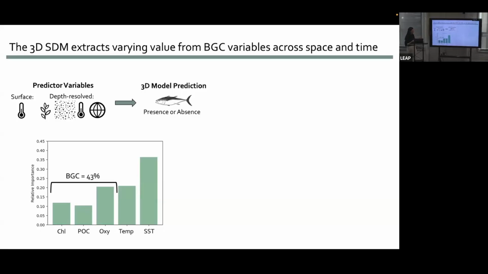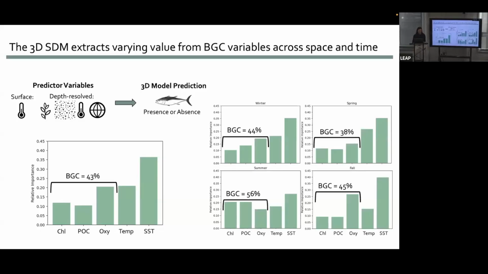But we also see that the importance of these variables changes quite a bit with season. So we see that biogeochemical variables collectively are the most predictive in the summer. Again, this aligns when the fish largely reside in the California current. And this is also a season when upwelling is the strongest.